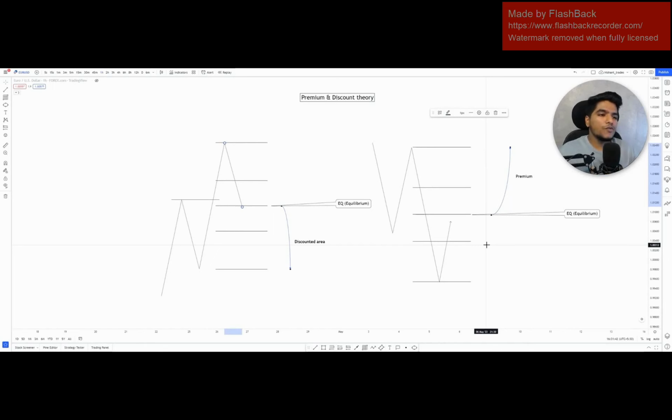But if you want to look for longs, if you want to actually be invested in longs, you will look for discounted pricing. So this is the basic funda of premium and discount, and this actually works in markets as well. So if you want to look for shorts, you will wait for prices to come at least till equilibrium or above equilibrium, which is your premium area. And after here, if you get confirmation, you will look for shorts. So this was about premium and discount theory.